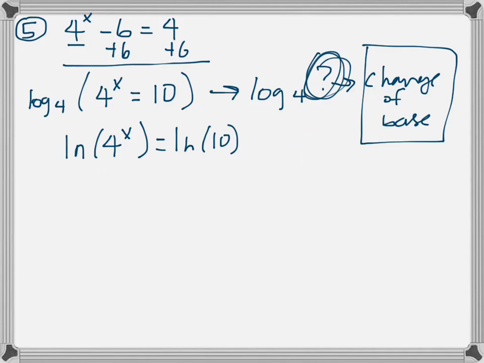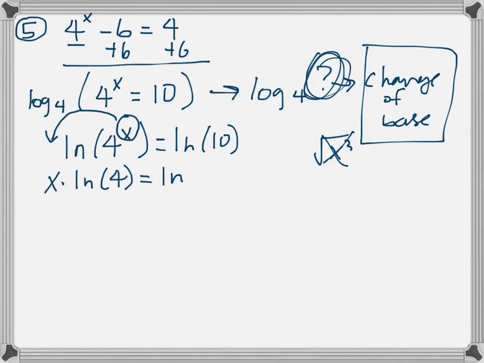Yes. Okay. Anyway, so does the natural log and the 4 cancel out on the left side of this equation? Answer is no, because they're not inverses. It would be like taking the square root of x cubed. Those two things are not inverses of each other. They don't cancel each other out. So instead, what I'm going to do is use the power property and bring this x right out front. So I have x times the natural log of 4 is equal to the natural log of 10.